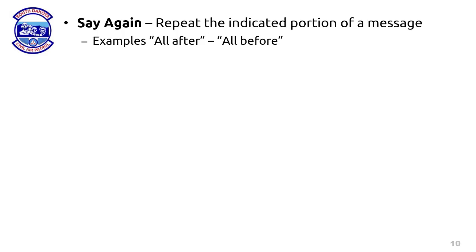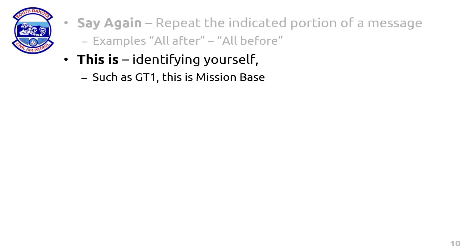Say again means to repeat the indicated portion of a message. And you could combine that with all after, all before. It could ask another station to say again, or you could say yourself, I say again. The pro word "this is" is used to identify ourselves when we're calling another station. For example, ground team 1, this is mission base.